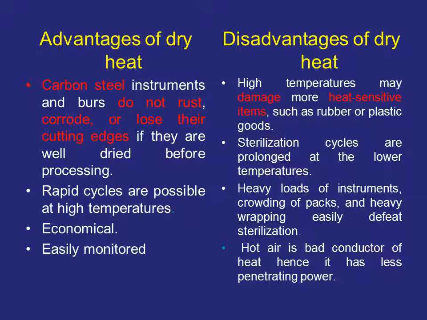The advantage of a dry heat or hot air oven is that all carbon steel instruments and burs can be sterilized without any rust or corrosion, but they should be dried well before processing. Rapid cycles can be used at high temperature, and it is economical and easily monitored.